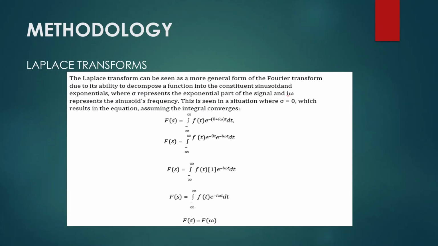Methodology for Laplace transform. The Laplace transform can be seen as a more general form of the Fourier transform due to its ability to decompose a function into constituent sinusoids and exponentials, where sigma represents the exponential part of the signal and j omega represents the sinusoid of frequency. This is seen in the situation where sigma equals 0, which results in the Fourier transform equation, assuming the integral converges, as shown in this slide presentation.